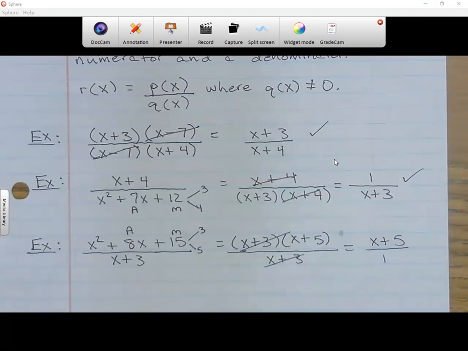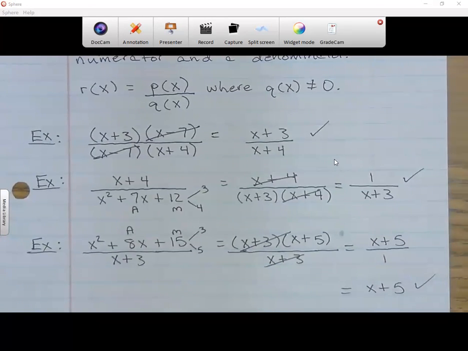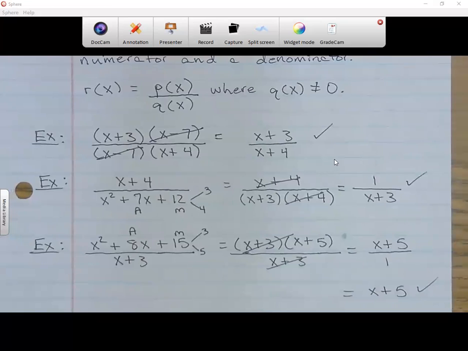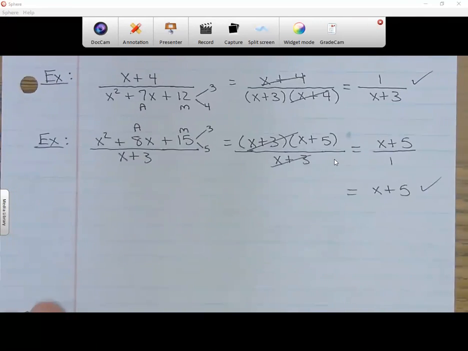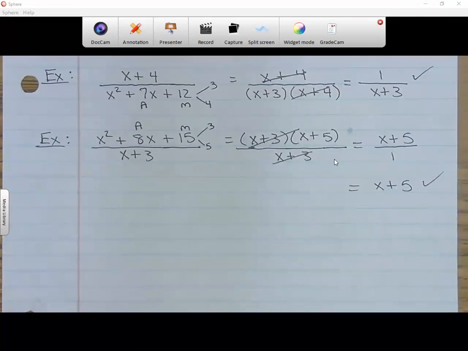That means we're dividing everything by 1, right? And if you divide something by 1, does that change anything? No, right? If you're dividing by 1, everything is going to stay the same. So my answer is really going to be x plus 5. And that's as simplest as I can get it. So I'm going to leave it like that. Okay.